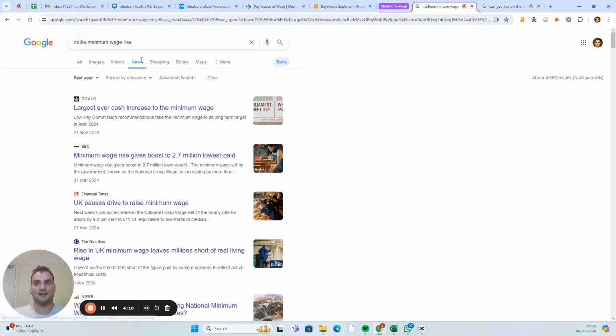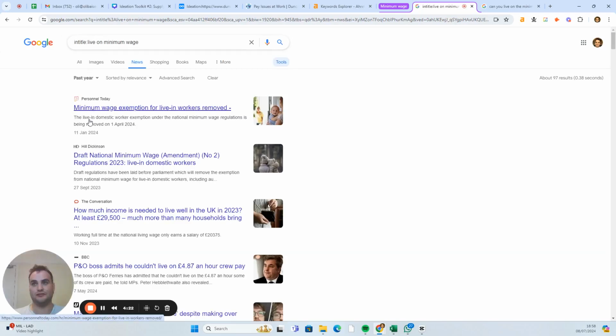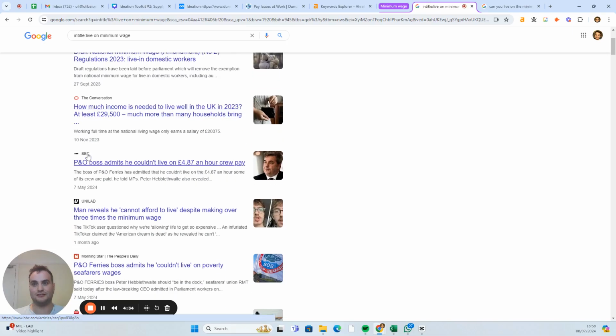Let's go in title, live on minimum wage. Wage exemption for living workers. How much income is needed to live in the UK? P&O admits he could not live on £4.87 per crew pay. So that's under the minimum wage. Cannot afford to live.